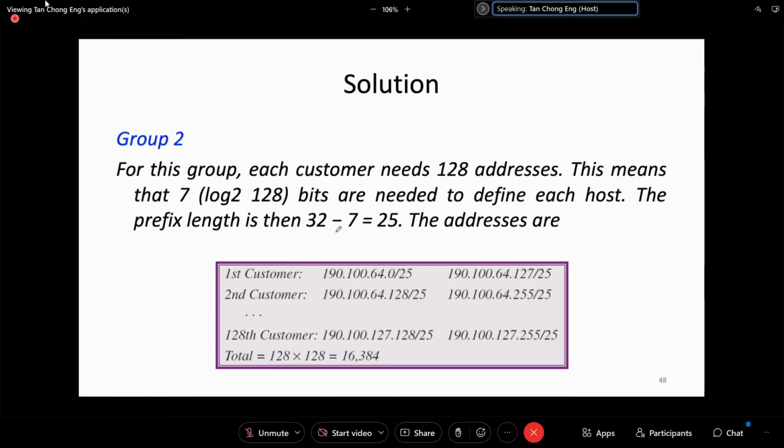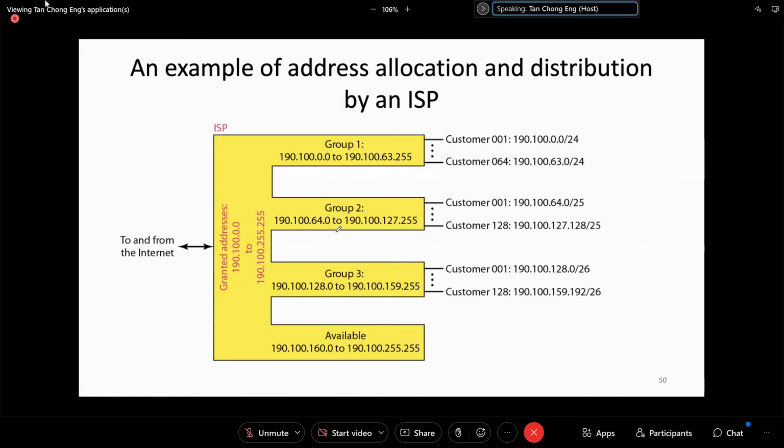So I leave the example to you. I will not explain the example. But I want to tell you that one IP address has 2 portions. One portion is called the net ID, the other portion is called the host ID. Net ID indicates the ID for the network.